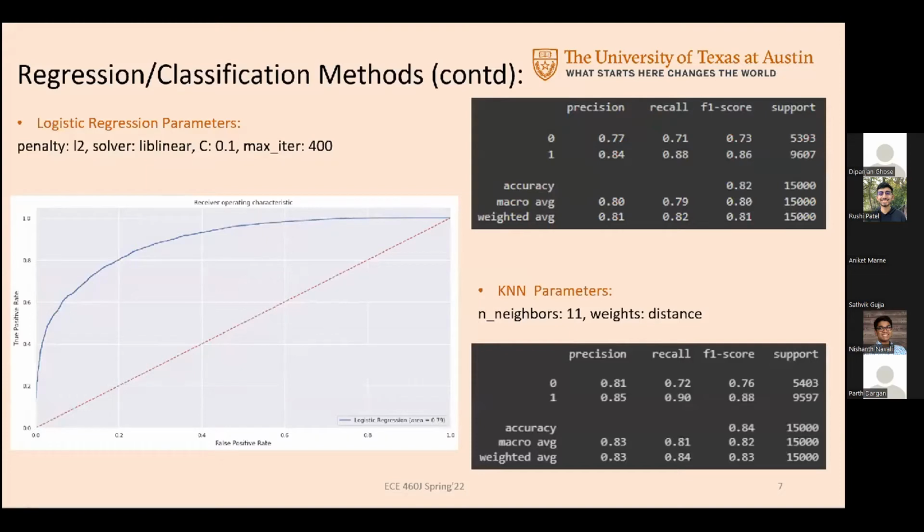So we began with a logistic regression. We were able to find the proper parameters. As you can see here, those are with an L2 penalty, a liblinear solver, a C of 0.1, and iterations of 400. The ROC curve is shown below, and on top of that we have the various precision and recall curves. In that you can see that the scores are pretty good, ranging from about 80 to 85% with both precision and recall, but we were able to improve on this significantly with further models.